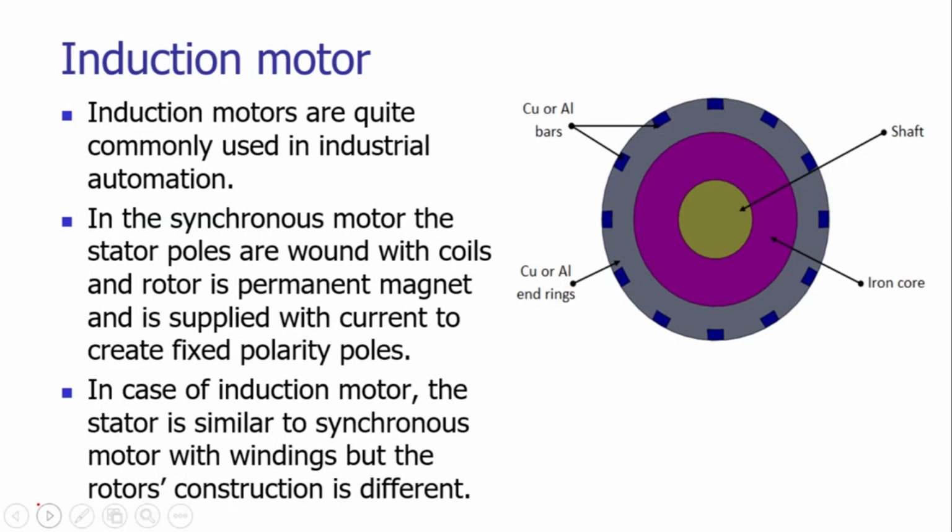The next variation is the induction motor. They are commonly used in industrial automation. We have seen that in the synchronous motor, the stator poles are wound with coils and the rotor is a permanent magnet. And we are applying the alternating current to the fixed polarity poles of the stator.